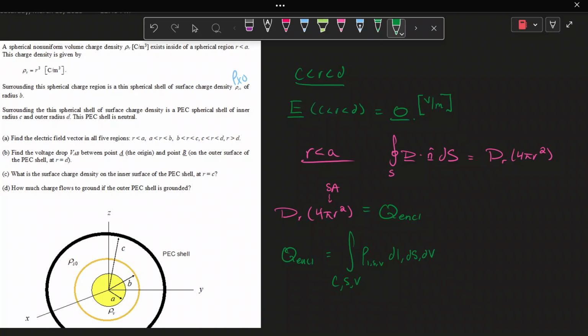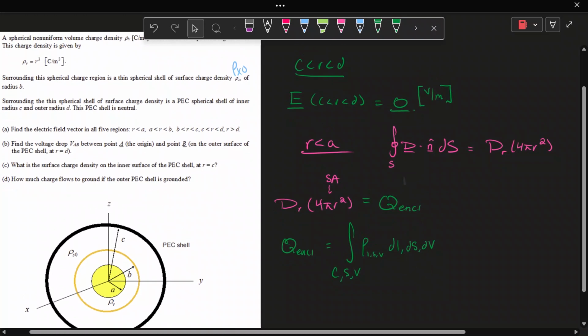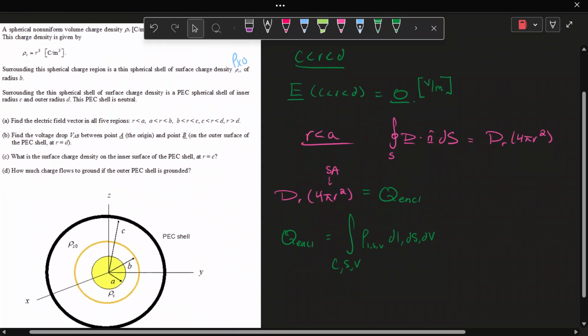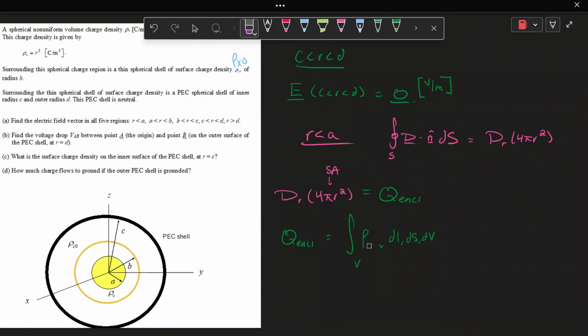There are some shortcuts later on, which we'll see in this problem, but especially for non-uniform charge densities, you have to use this. So for r less than a, what are we given? We're given a volumetric charge density. So we're going to be using the volume parts of this equation, and we can get rid of everything else here. Now we have this equation.